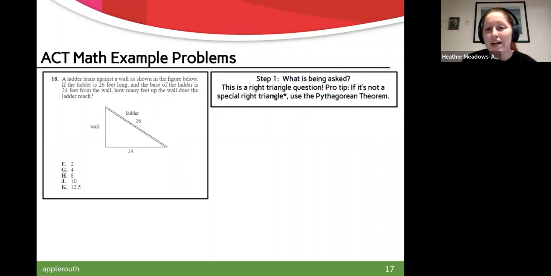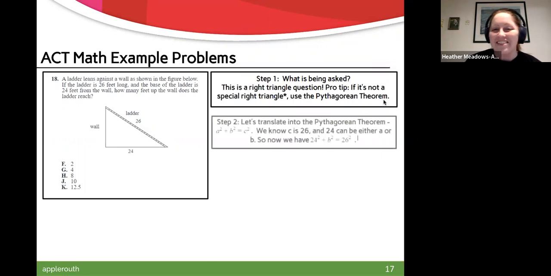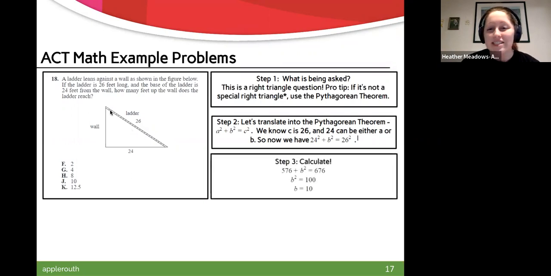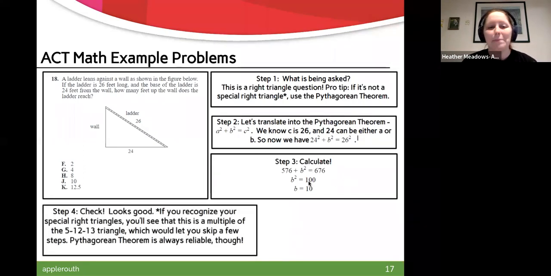So if it's not a special right triangle, we want to use the Pythagorean theorem. And again, like I said, this is not necessarily supposed to be a teaching webinar. So hopefully your students are listening along and some of this rings a bell, right? We say, okay, we want to do Pythagorean theorem. We write down that formula, a squared plus b squared equals c squared. We know c is 26, that's always the hypotenuse. 24 can be either a or b. Let's pop them in that formula. And then let's calculate. Boom, boom, boom, b is 10, right? We want to check our work, plug it back in if we can, right?